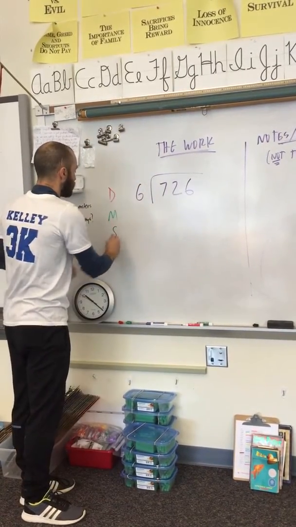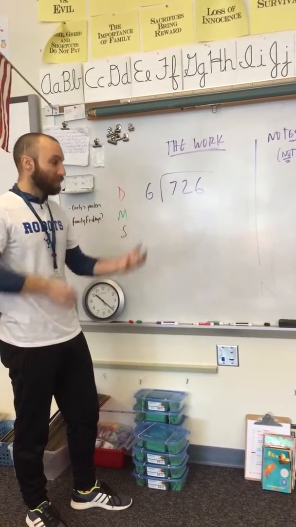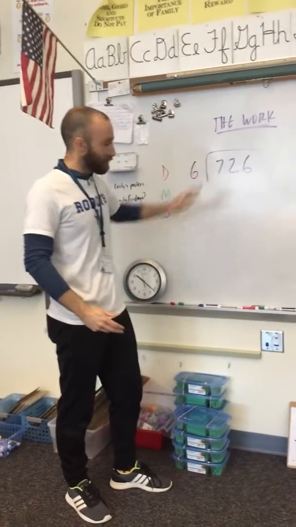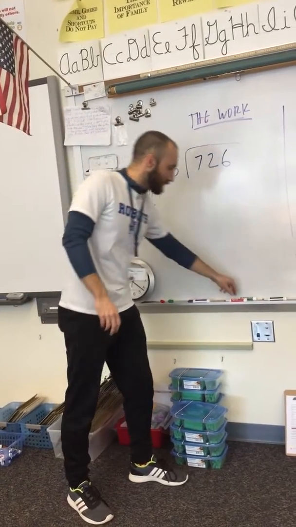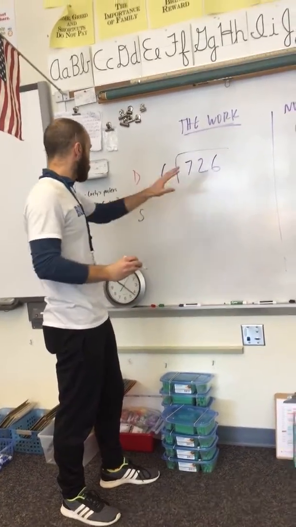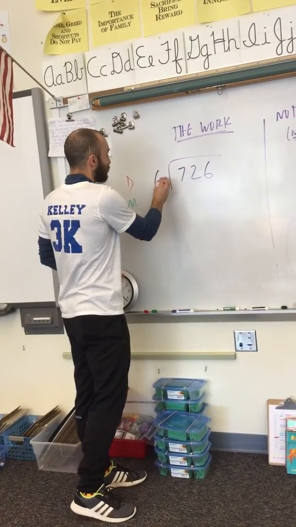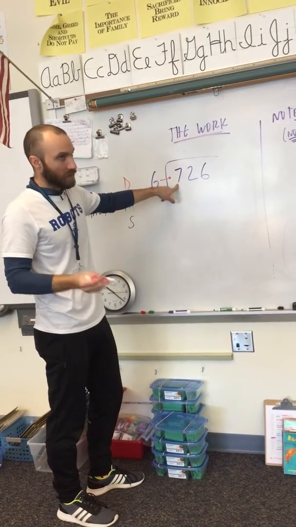DMS, which stands for division, multiplication, and subtraction. I have to repeatedly continue my way through this cycle if I ever want to get to the end of this long division problem. So I'm going to start with this D step, and I'll try to color code it so that D's are all in red, M's are all in green. You get the picture. So first off, I'm going to ask myself, okay, 6 fits into 7 how many times?